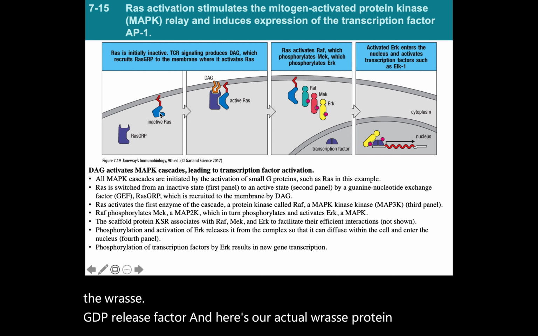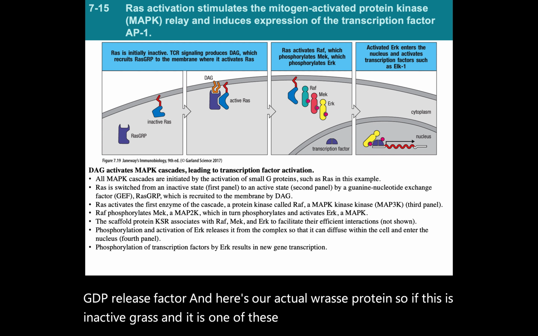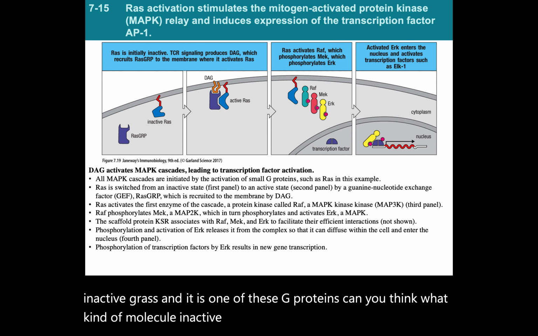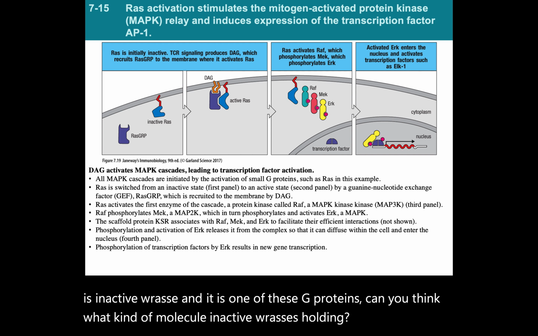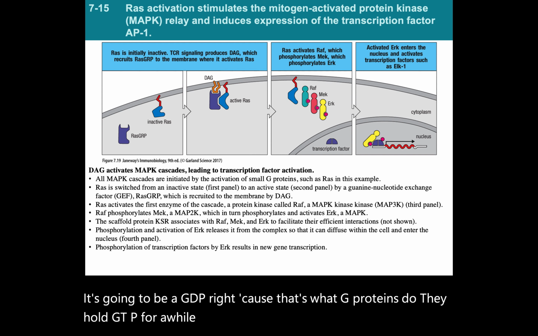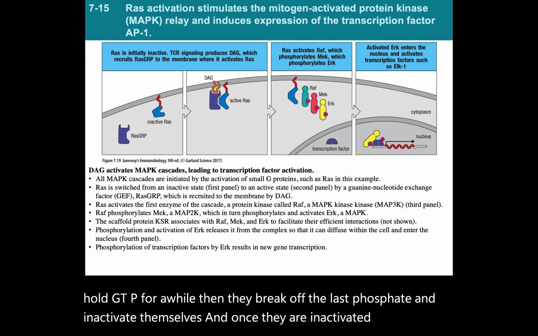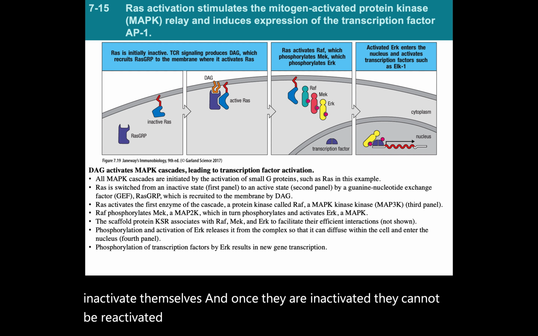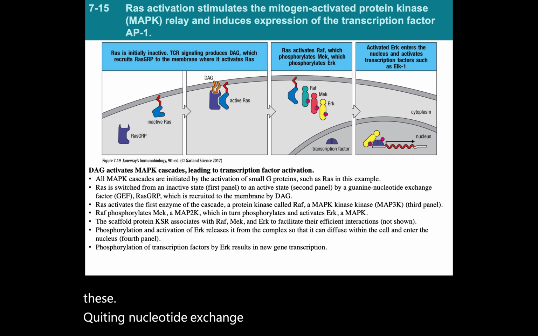So if this is inactive RAS, and it is one of these G proteins, can you think what kind of molecule inactive RAS is holding? It's going to be a GDP, right? Because that's what G proteins do. They hold GTP for a while, then they break off the last phosphate and inactivate themselves. And once they're inactivated, they cannot be reactivated without help from a protein like one of these guanine nucleotide exchange factors. RAS-GRP is one of those.